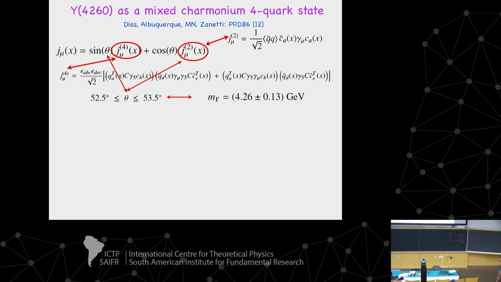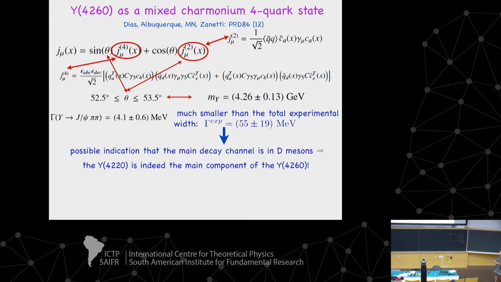So we have a mixture of tetraquark and a normal charmonium state here. And in this case, for this angle here, we got a mass that's consistent with the mass of the state. We also did a calculation for the width, and we got a width that's much smaller than the experimental width. So this could be an indication that the J/psi pi+ pi- is not the main decay channel of this state here, and the main decay channel could be in these states.